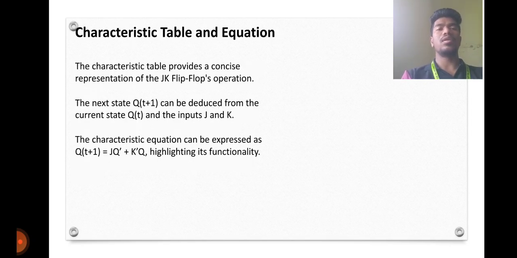Characteristic table and equations. The characteristic table provides a consistent representation of the JK flip-flop operation. The next state Q(t+1) can be deduced from the current state Q(t) and the inputs J and K. The characteristic equation can be expressed as Q(t+1) = J Q' + K' Q, which highlights its functionality.